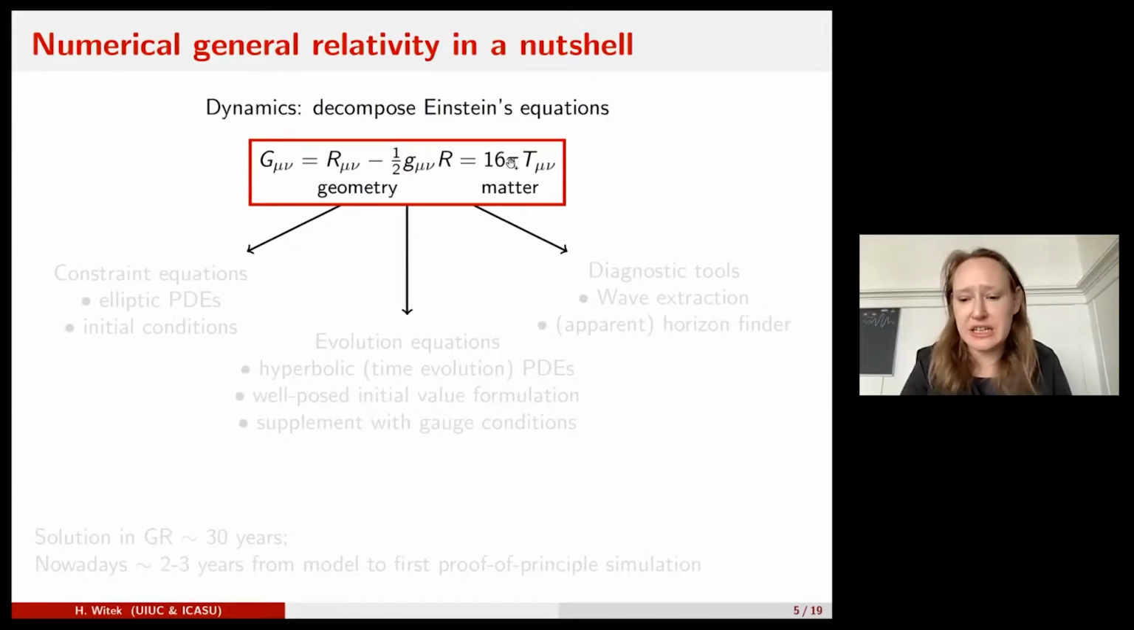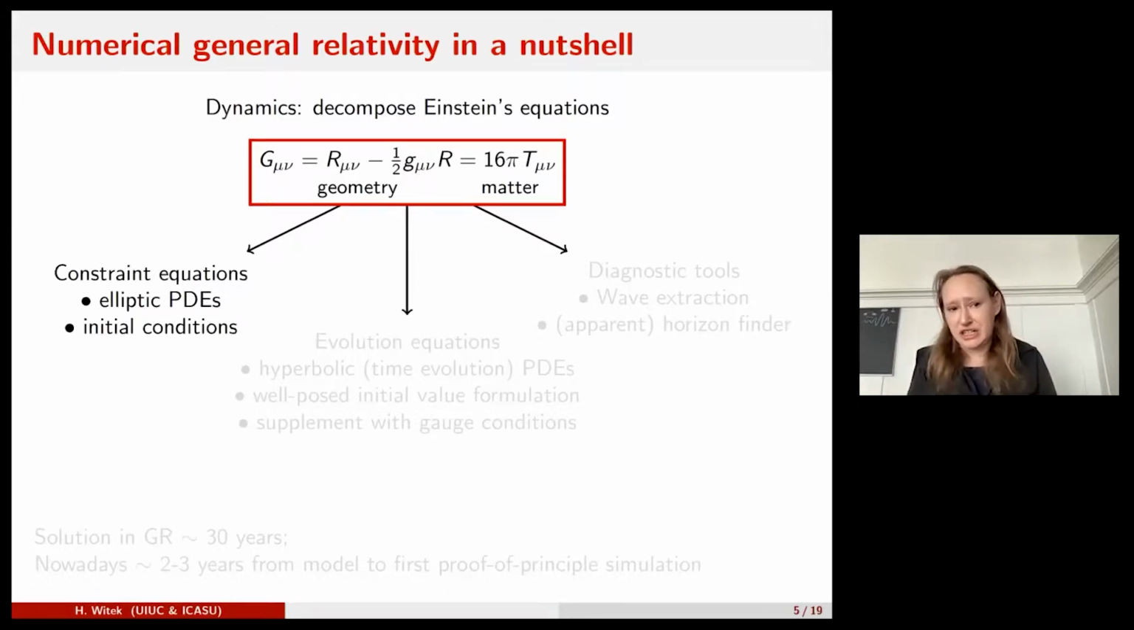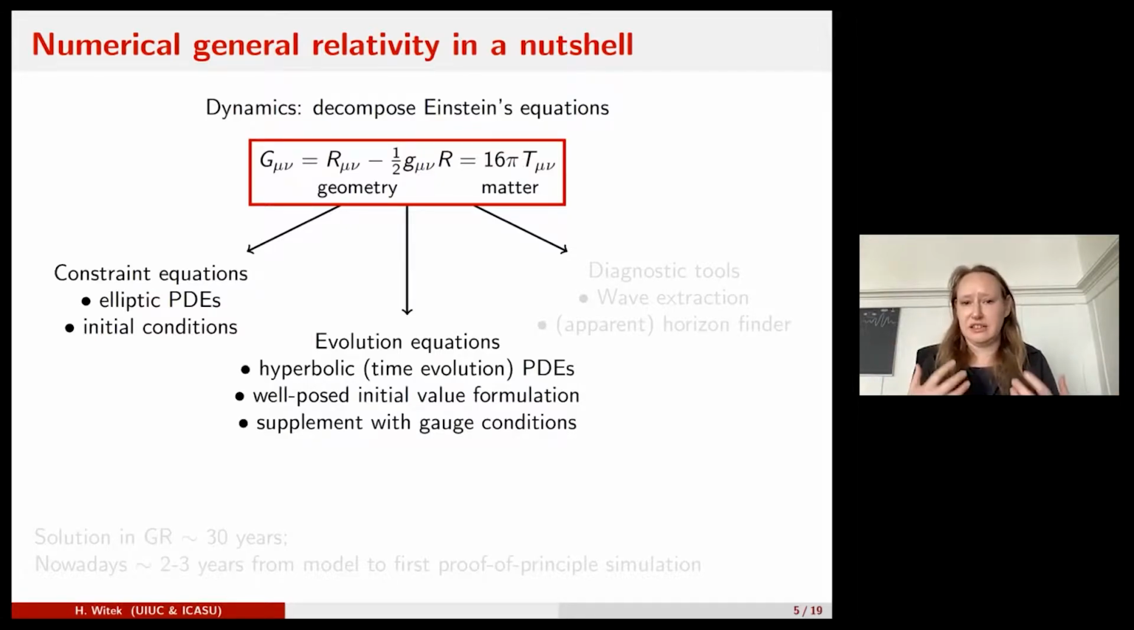Yeah, and if you do that, you will find one set of equations that are elliptic type partial differential equations. These are constraints, and you usually solve them to get consistent constraint satisfying initial conditions. The second big part that you will get are evolution equations. So these are hyperbolic type partial differential equations that we supplement with gauge conditions, that is conditions on our lapse and shift, on our coordinates, if you wish.